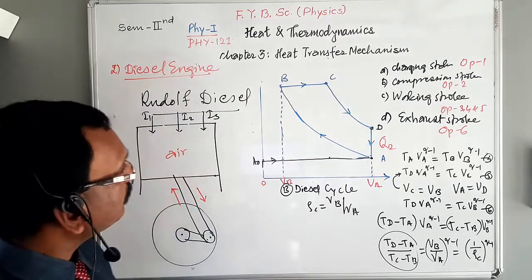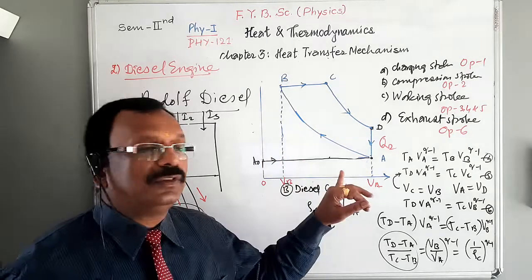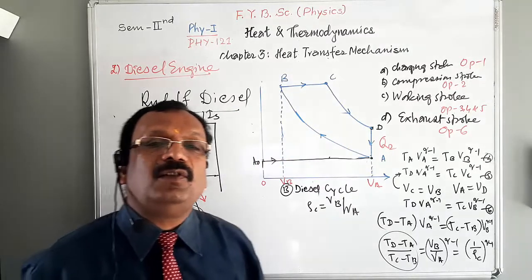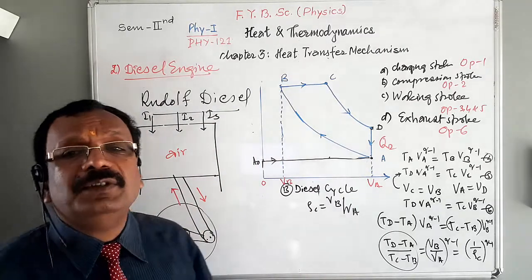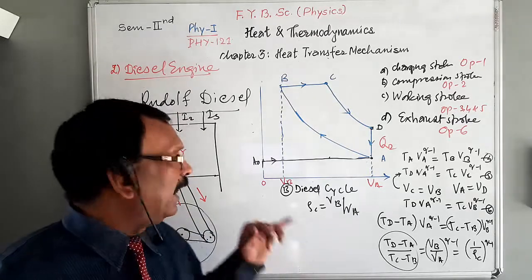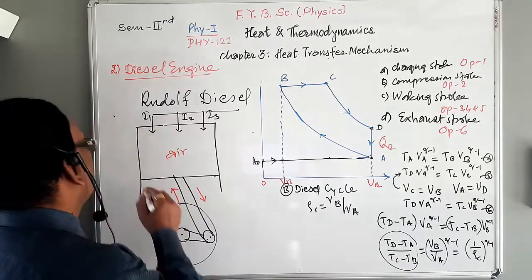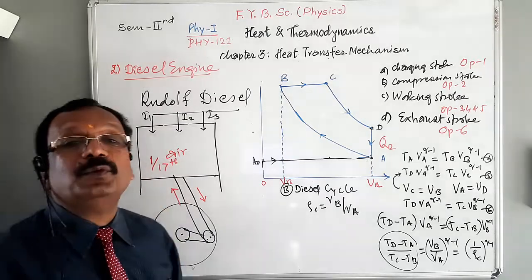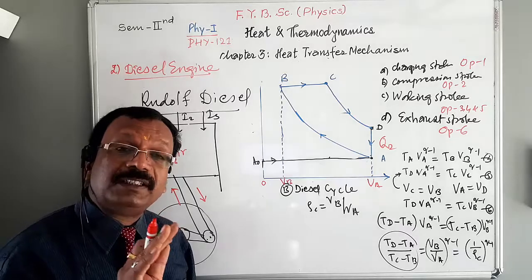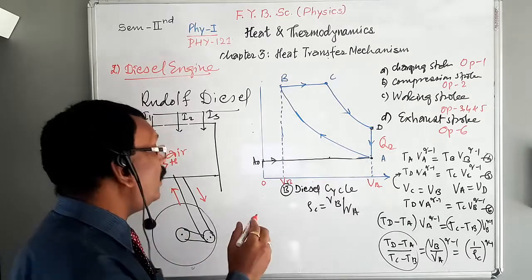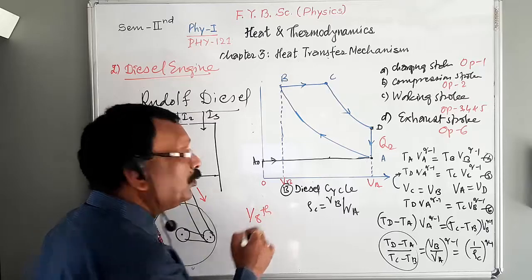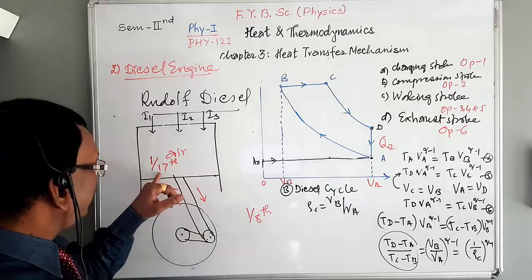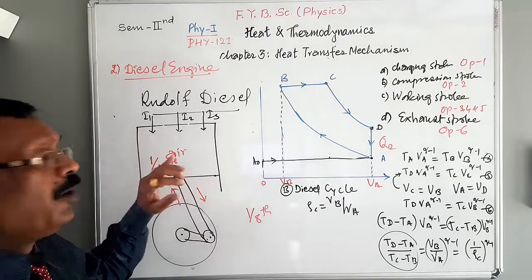See here, during the second stroke, that is the compression stroke, all 3 valves are closed. I1, I2, I3 are closed. The piston moves in inward direction and air is compressed up to 1/17 of its original value. In the Otto engine, air is compressed up to 1/8 of its original value. But here the compression ratio is very large. Air is compressed up to 1/17 of its original value.